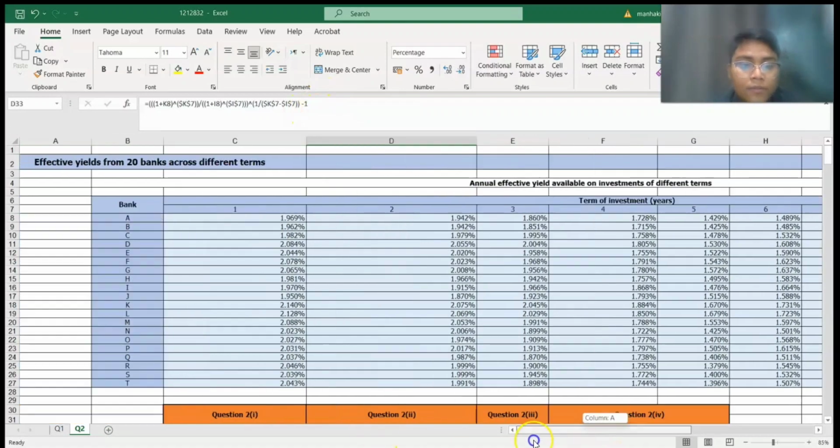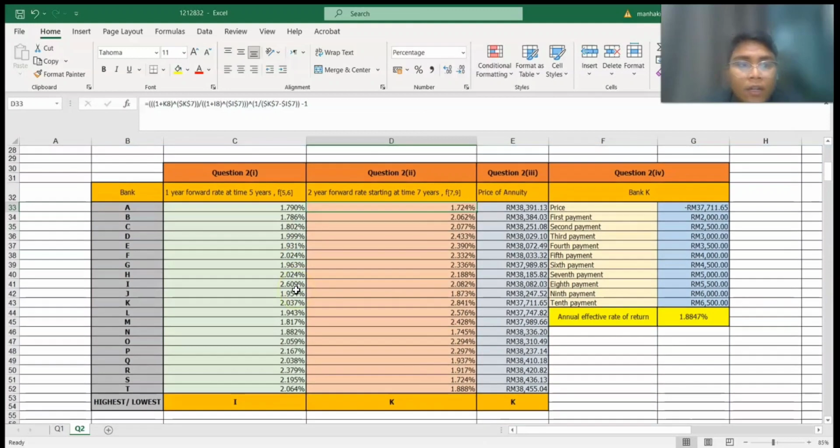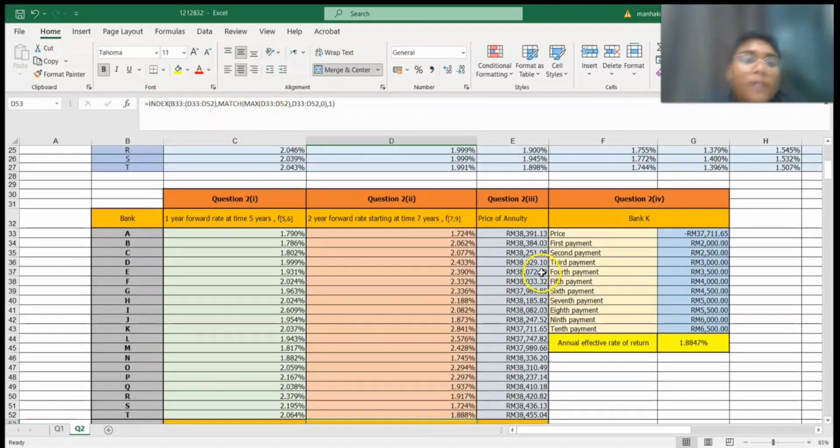Alright, so we got the 2 year forward rate starting at time 7 years. F79 is 1.724% for bank A. Alright, this question also requires us to find the highest. The highest is bank K, which is this one, 2.841%. For this, I use the same approach as the previous question, the index function for the maximum.